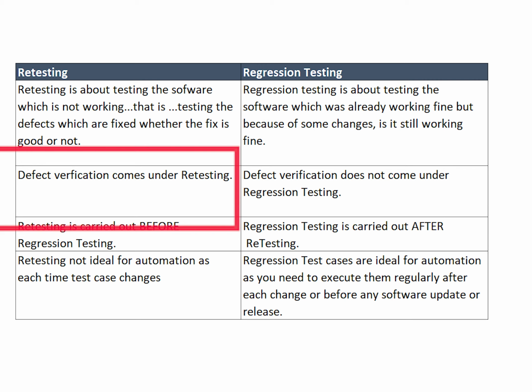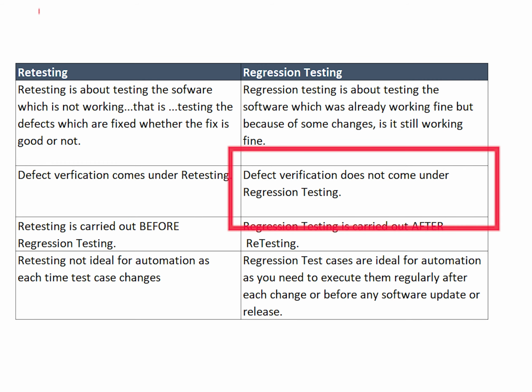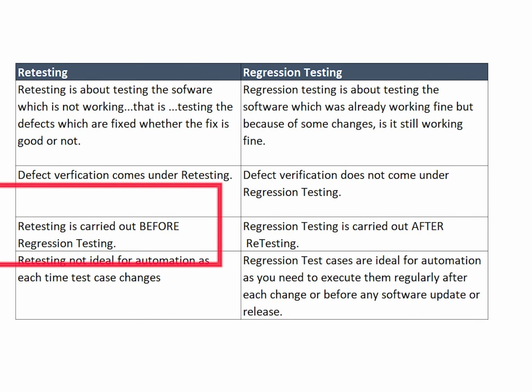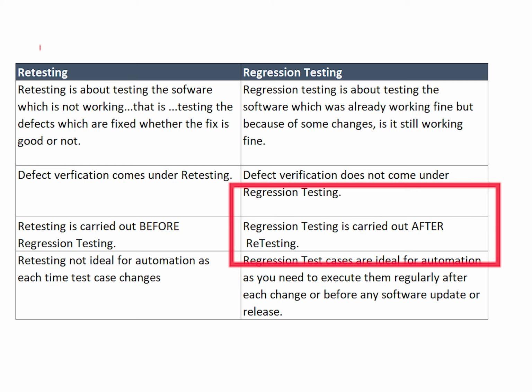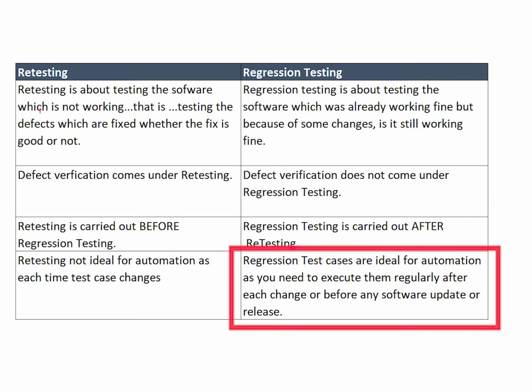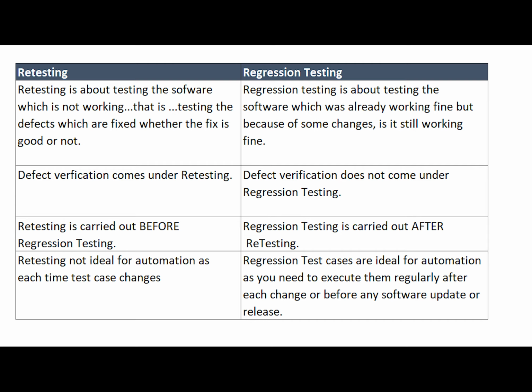Defect verification comes under retesting, whereas defect verification does not come under regression testing. Retesting is carried out before regression testing. Retesting is of higher priority over regression testing. Once all the defects are fixed, then you run the regression test cases to ensure that there is no impact or side effects to the existing functionality which was working fine due to the defect fixes or any other changes. Regression test cases are ideal for automation as you need to execute them regularly after each change or before any software update or release. Guys, note these points so that it will be useful for your interview.